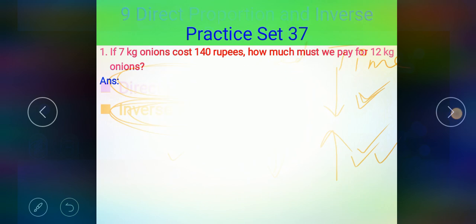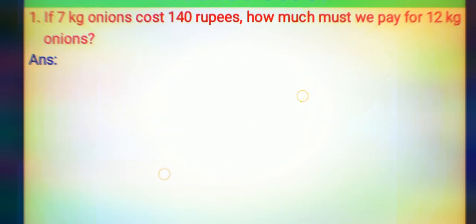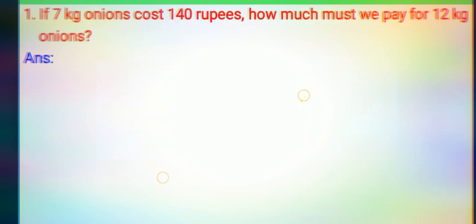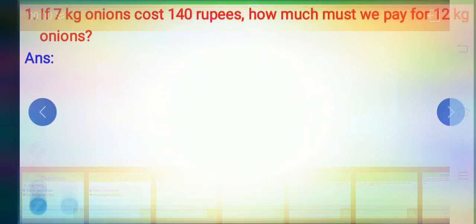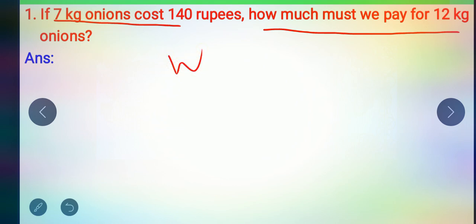Students, our first exercise of this chapter, exercise number 37, is based on direct proportion. Here, I'll read the first question. If 7 kg onion cost 140 rupees, how much must we pay for 12 kg? Students, you will see two things here: one is weight and the other is amount.